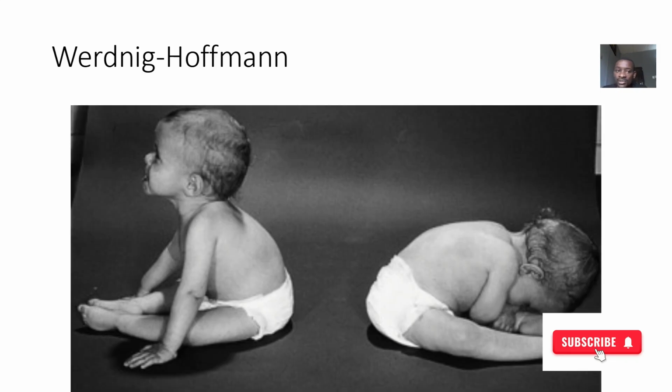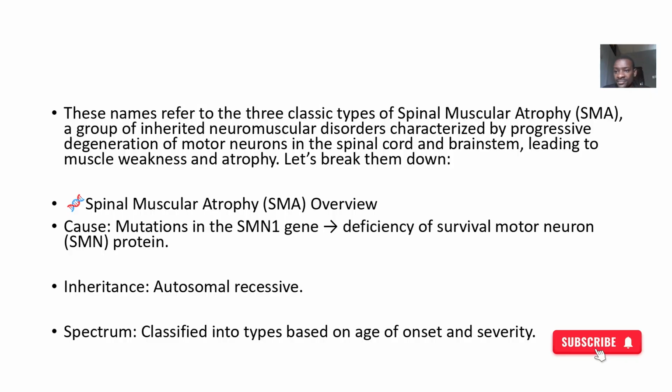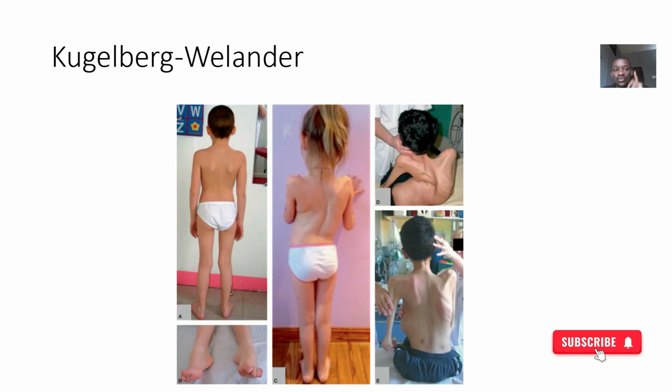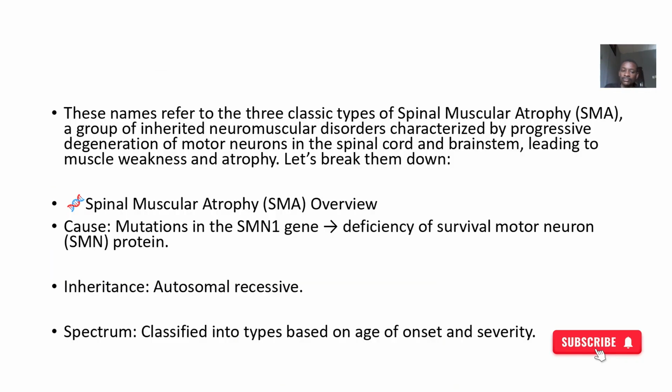So I have the pictures. This is the what? Werdnig Hoffmann. This is what? Dubowitz. This is what? Kugelberg, Welander. So these names that we just listed are three classic types of what?